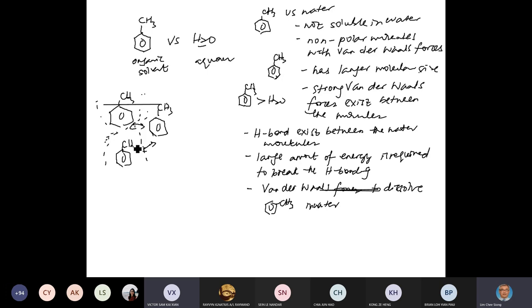Last point is what? When the Van der Waals forces dissolve toluene in water. So finally is it insoluble or not soluble? Considered not soluble. Okay, once again, you have to give the point: they are not soluble. This is point number one, because they are non-polar. The size is very important to make the Van der Waals forces between the molecules even stronger. So that's why a larger amount of energy is used to break the hydrogen bond, so it can overcome the Van der Waals forces.